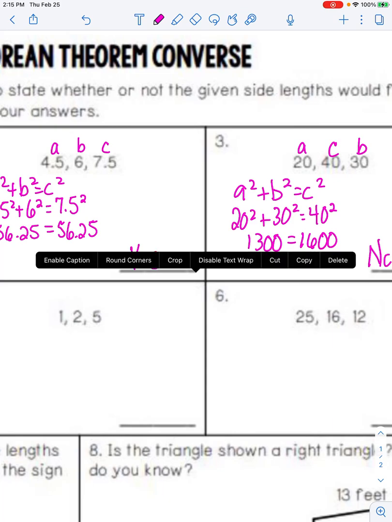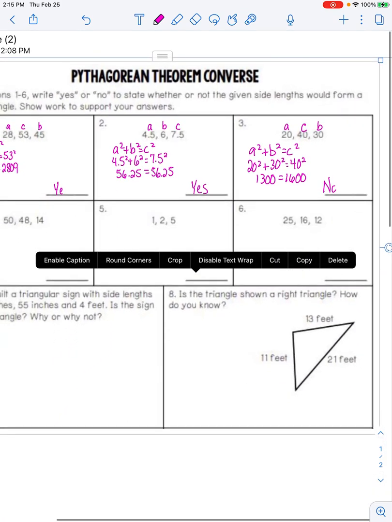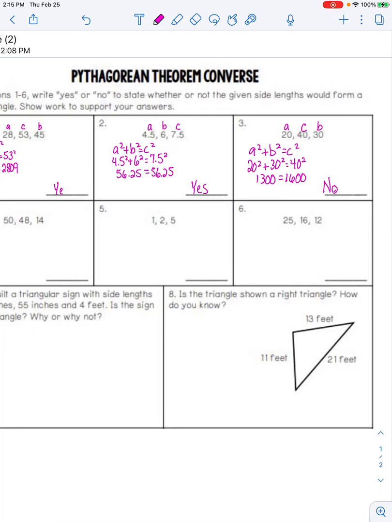Give me just a second, guys, to see what's going on. There we go. Now that'll come down a little bit.